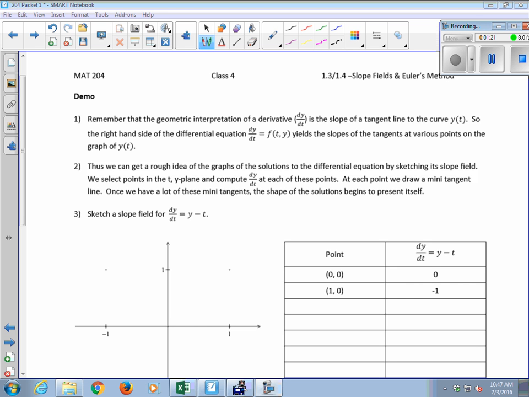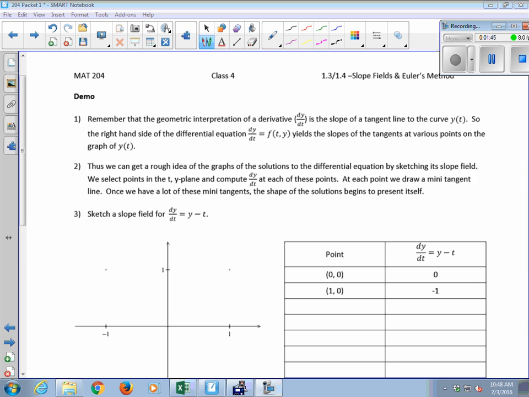So remember that the geometric interpretation of a derivative dy/dt is the slope of a tangent line. Remember from Calc 1? Slope of a tangent line to the curve y of t. So the right-hand side of a differential equation, dy/dt equals some stuff, gives you the slopes of the tangent lines at various points on the graph of y of t.